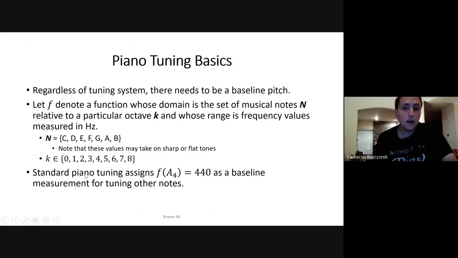Standard piano tuning often assigns A sub 4, so it's within the same octave as middle C. This would be an A4. This is typically the first note that a piano tuner would use to start assigning a baseline frequency. Sometimes middle C is used as well, but for the sake of the presentation, we'll start with A4. And they like to assign the frequency value of 440 hertz to A sub 4 as a baseline for measuring other notes on the keyboard or on the piano.